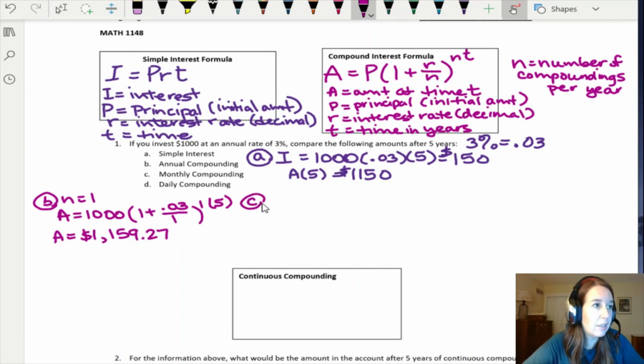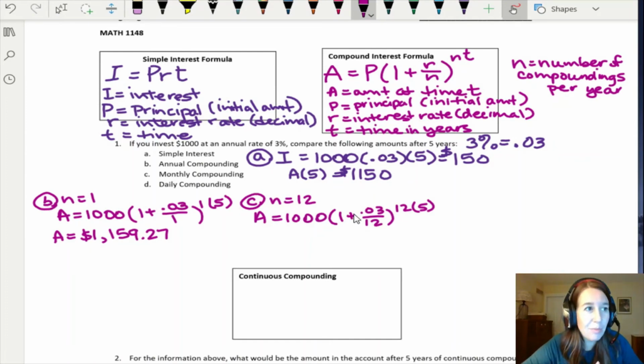All right, for C, that's monthly compounding. Monthly means there's 12 months in a year, so n is equal to 12. Okay, so everything else in the formula is going to stay the same, except for the ones all become 12s. And you might think, wow, I'm going to get so much more money, right? But actually, you don't get a lot more, and you should calculate this and find it out, because you're dividing that 3% interest over the 12 months of the year. So although you're now raising that to the 60th power, this number is a lot smaller.